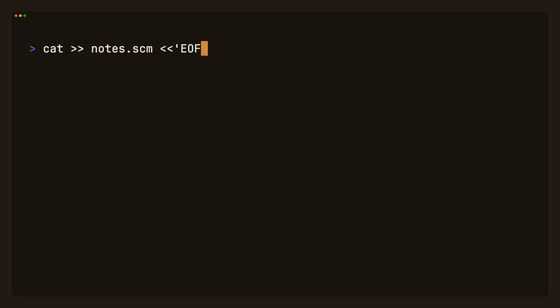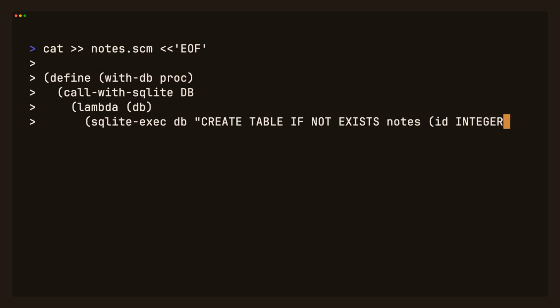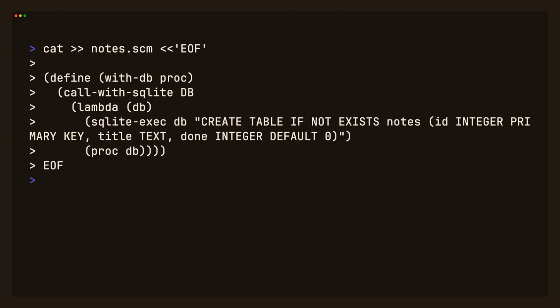Every command needs the database, so we wrap that up once. With DB opens it, makes sure the table exists. If not exists, so the first run creates it, and later runs don't care. Then hands the connection to whatever we want to do. That's the same call with pattern we've used all season.